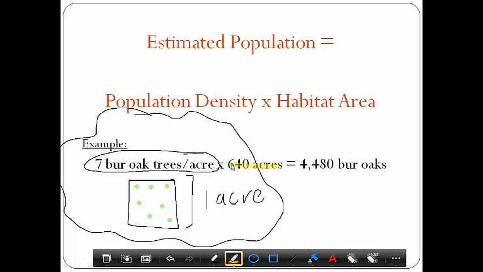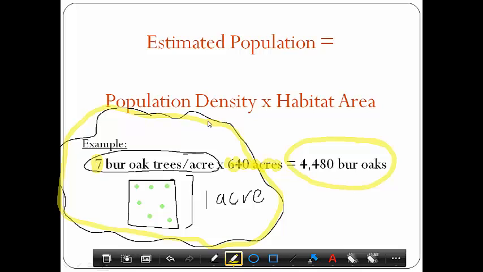So then we multiply those two. The 7 bur oak times the 640 acres equals the total amount of bur oaks in that whole area. And again, remember this is an estimate. Okay, if we went and did a true census of this and actually counted all the oak trees in that whole area, it probably wouldn't be 4,480 exactly, but it would be very close.